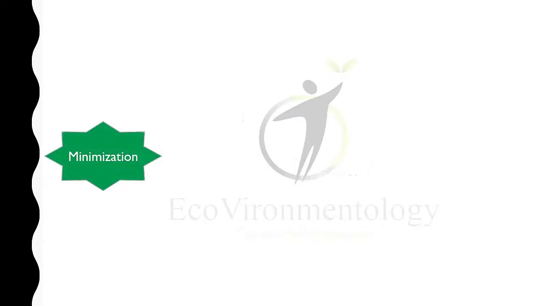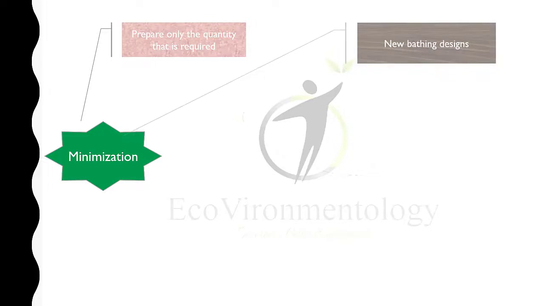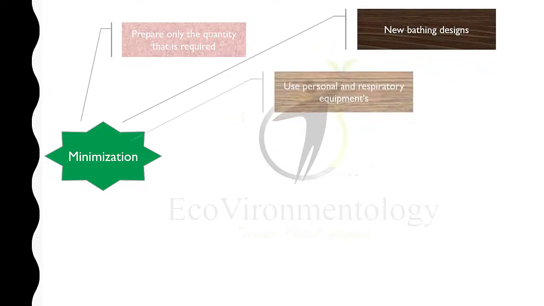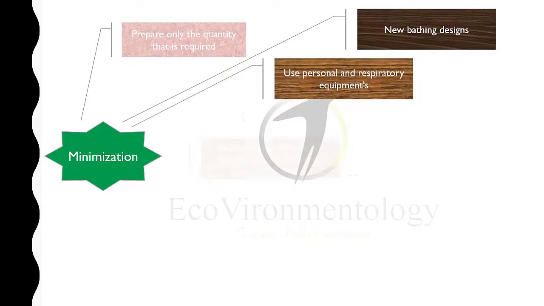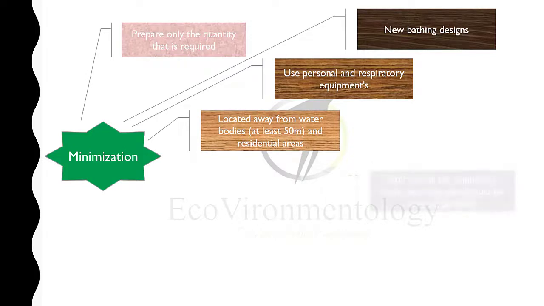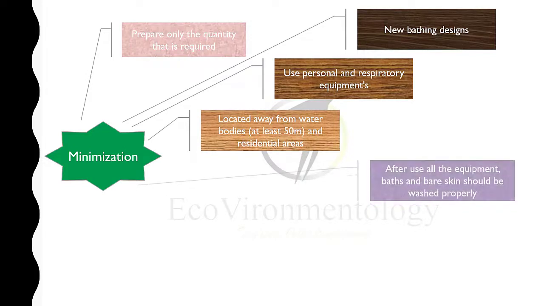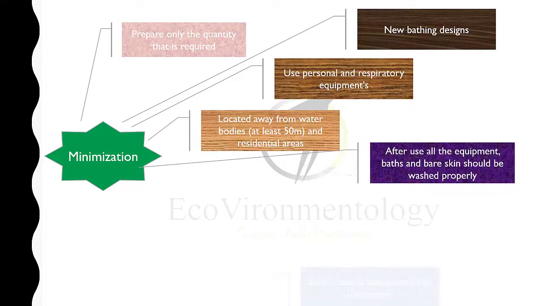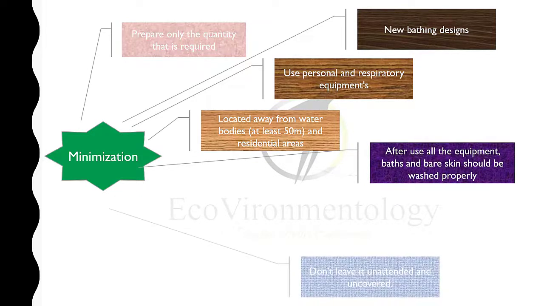And to minimize the impact, there are some precautions. Prepare only the quantity that is required. New bathing designs use personal and respiratory equipment. Sheep dipping should be located away from water bodies and at least 50 meters from residential areas. After use, all the equipment, baths and bearskins should be washed properly.